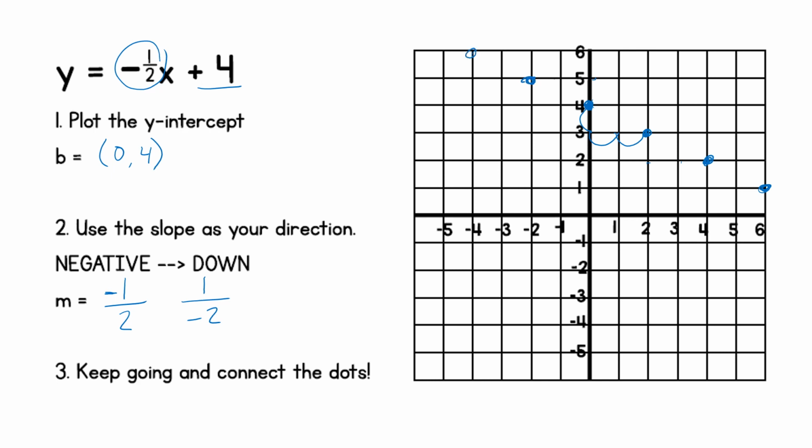Up 1, left 2. See, up was a positive direction, but left was a negative direction. So I still did 1 positive, 1 negative. Then I can connect the points. There we go, and you have your line.